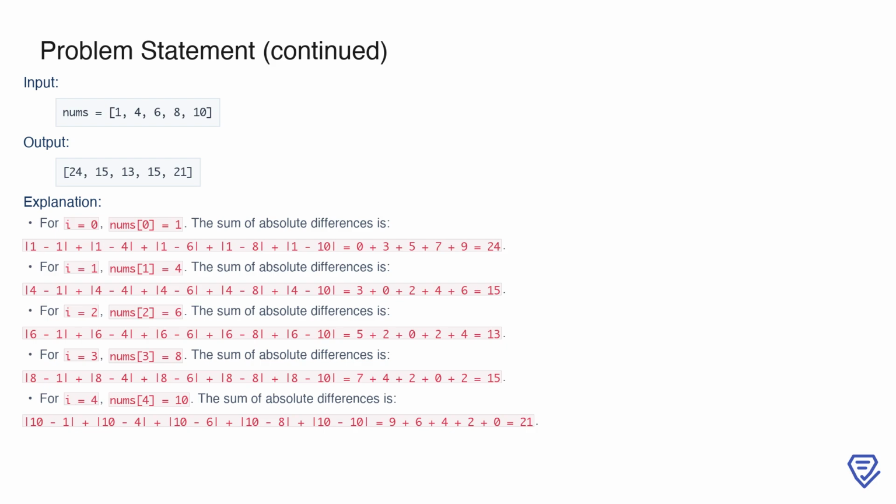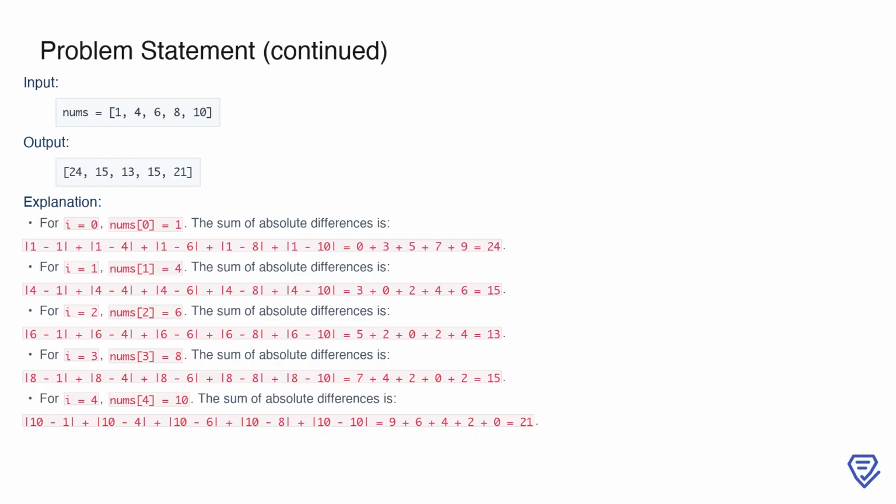Now, let's look at a slightly larger example with nums equals [1, 4, 6, 8, 10]. For the first element, nums[0] equals 1, the total difference is |1-1| plus |1-4| plus |1-6| plus |1-8| plus |1-10| equals 0 plus 3 plus 5 plus 7 plus 9, which gives 24. For the second element, nums[1] equals 4, we calculate |4-1| plus |4-4| plus |4-6| plus |4-8| plus |4-10| equals 3 plus 0 plus 2 plus 4 plus 6, resulting in 15. Similarly, for nums[2] equals 6, the sum is |6-1| plus |6-4| plus |6-6| plus |6-8| plus |6-10| equals 5 plus 2 plus 0 plus 2 plus 4, which equals 13.